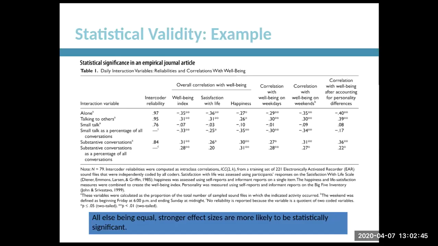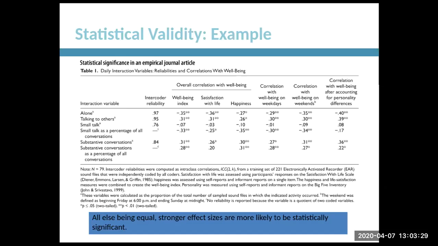If you move over to the happiness one, we see 0.26, happiness and talking to others, kind of a moderate effect size. Correlation on weekdays, 0.27 between correlation with well-being on weekdays and substantive conversations, deep conversations. We also see substantive conversations as an overall percentage, 0.27 with weekends. And with correlation with personality differences. That means that it's significant at the 0.05 level. Then we see a bunch of them with two asterisks. Well-being index and being alone, negative 0.35.